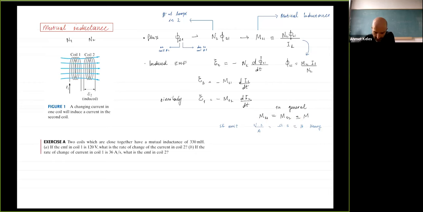In SI units, you can calculate the unit of this. This is like flux, but what is flux? d flux over dt is something like volt. Then flux is volt times second. And this is volt times second divided by ampere. You can see that volt is ampere times ohm. So amperes cancel. So you have ohm times second, or you can call this whole thing Henry, the unit of mutual inductance.